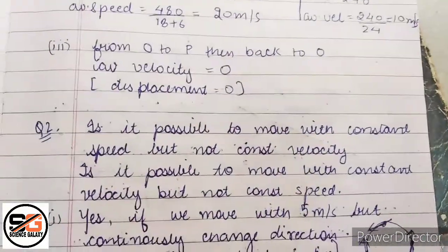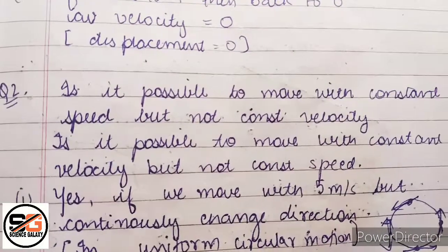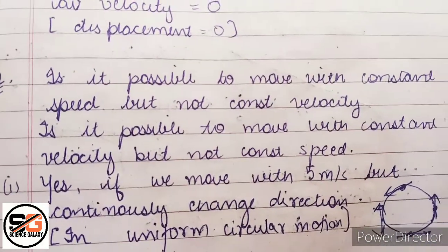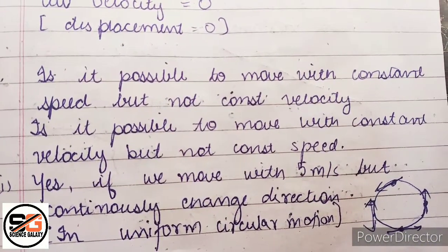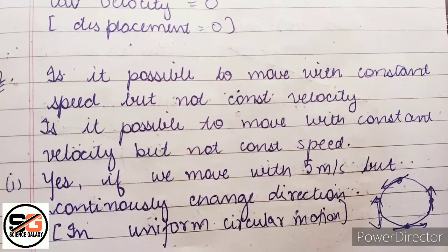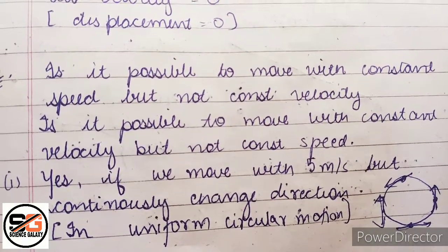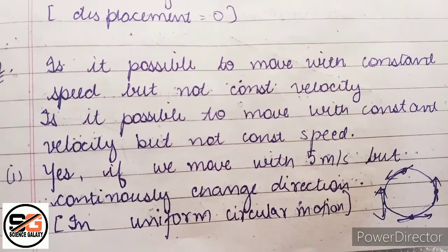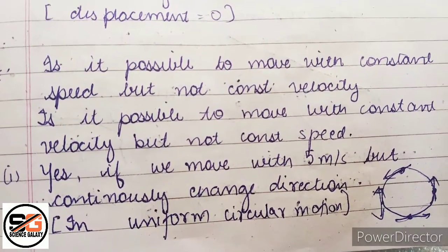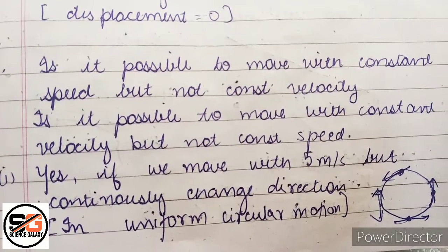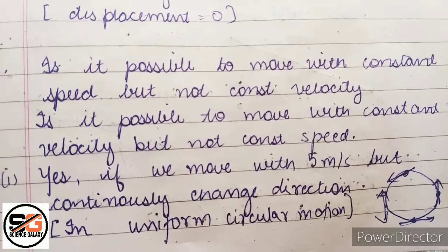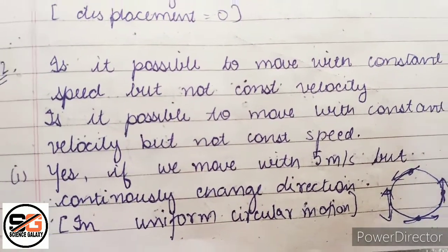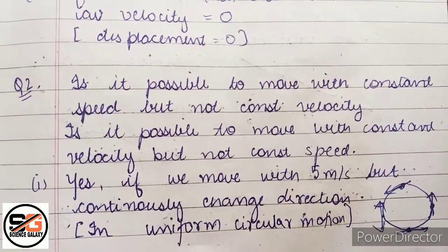Now let us take one more question. The question is: is it possible to move with constant speed but not constant velocity? That is the first part. The second part is: is it possible to move with constant velocity but not constant speed? Now first let us discuss the first question.